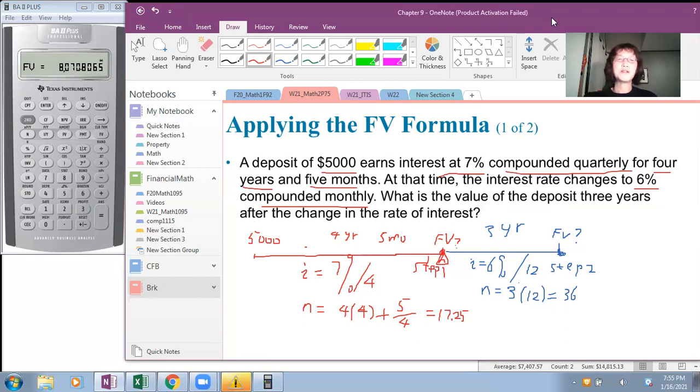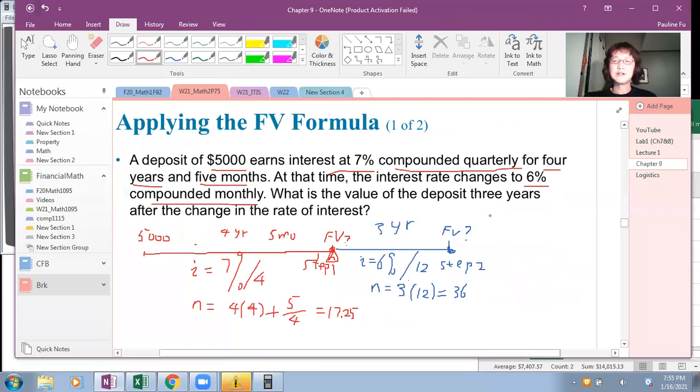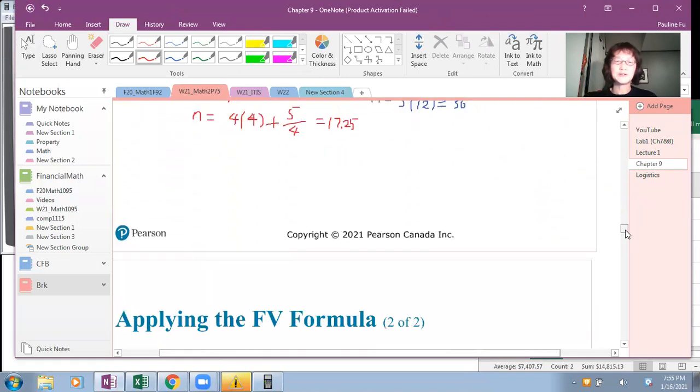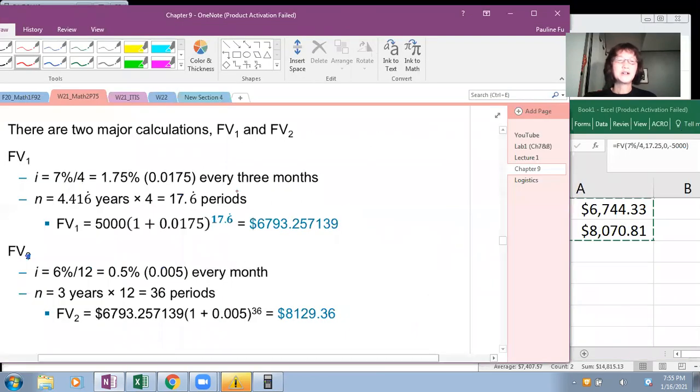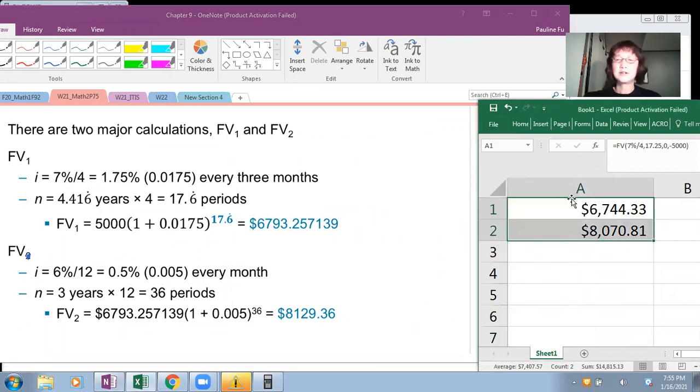So I did 2 methods, Excel method and calculator method. Now I will present the formula method. So this is the formula method. In the formula method, if you compare the numbers, they are different. I will double check why. See, my Excel method agrees with my calculator method, but they are different from the formula method.